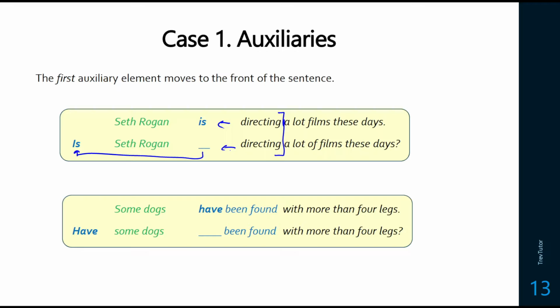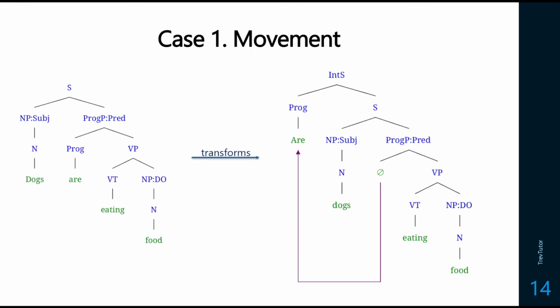Now, with some dogs have been found with more than four legs, we have more things there. So we just take the first thing, we move it to the front, and now we have a question. Have some dogs been found with more than four legs? So you can imagine if there's no auxiliary, we're going to have an issue because there's no auxiliary to move. And we can't just move the verb, we can only move auxiliaries. So before we talk about case two, let's just see how this looks.